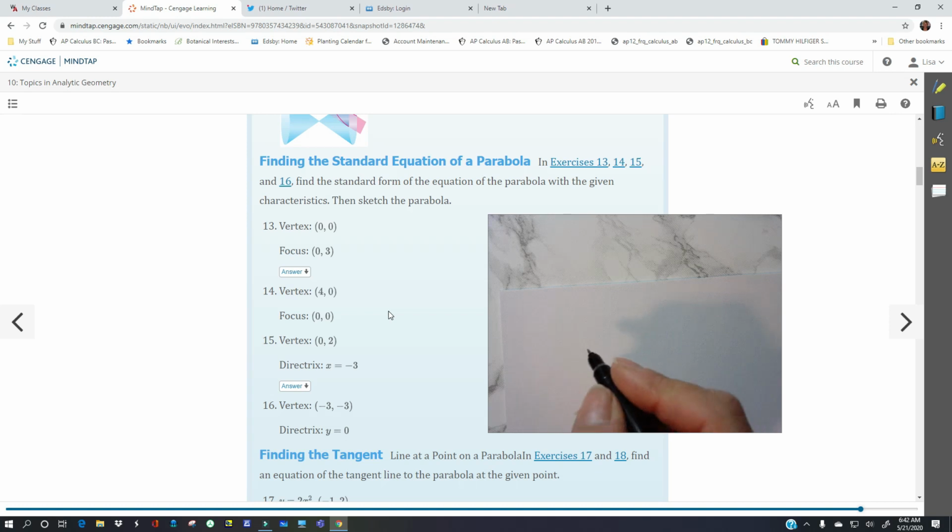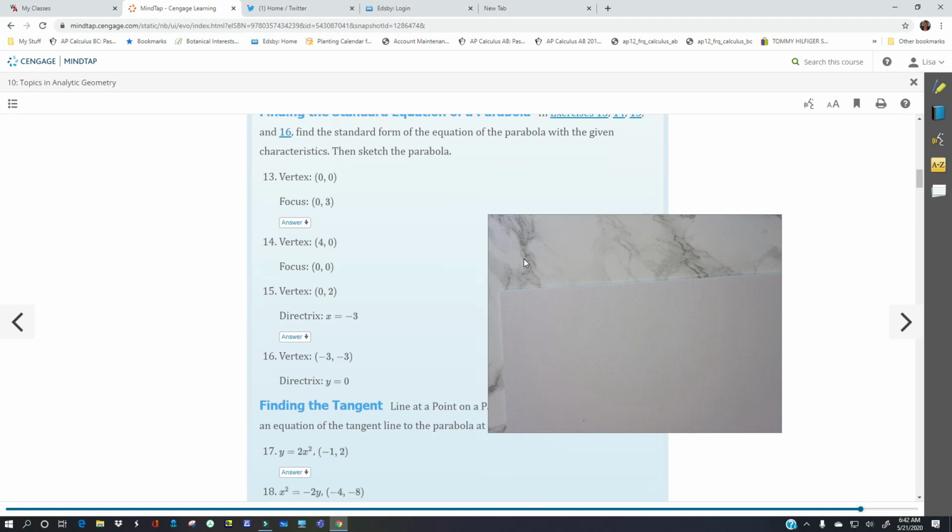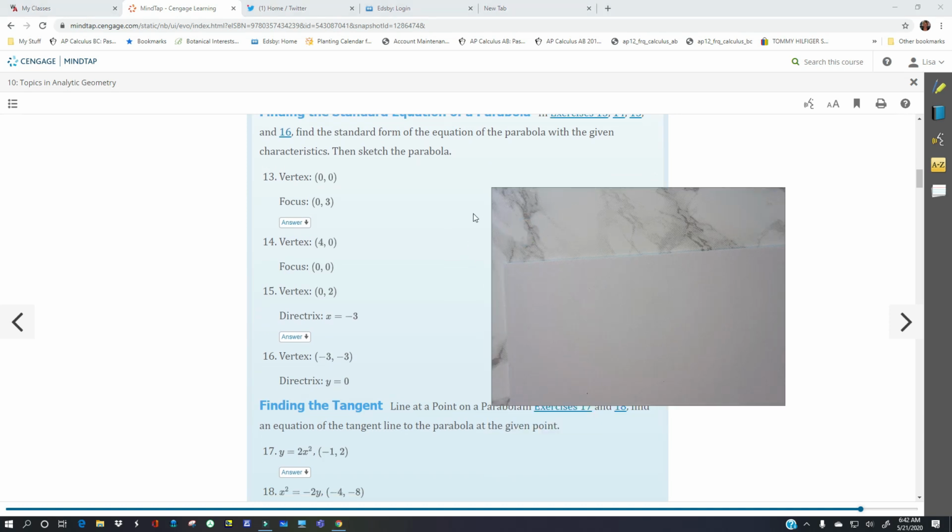So in number 14, let's go back to what it's saying. We want to find the standard equation of a parabola, given the characteristics, and sketch it. So essentially with parabolas, that's what you're going to do. You're going to have to find the standard equation and you're going to have to identify a sketch of the correct parabola. So in this one here, they're giving us the vertex of 4, 0 and a focus at 0, 0.